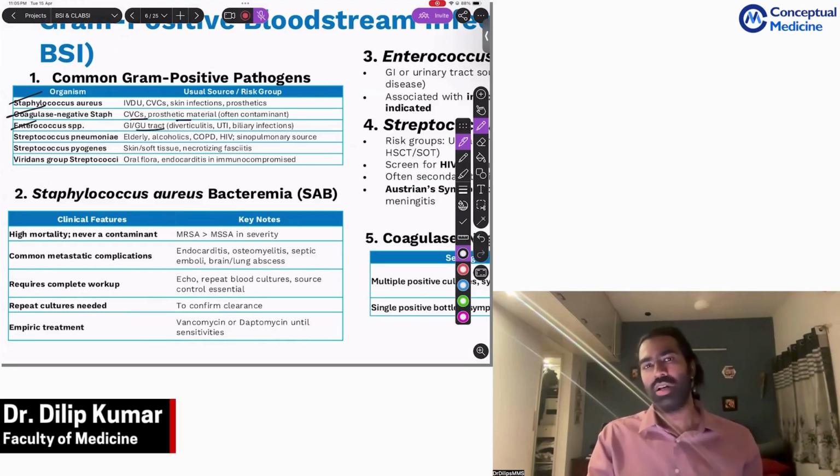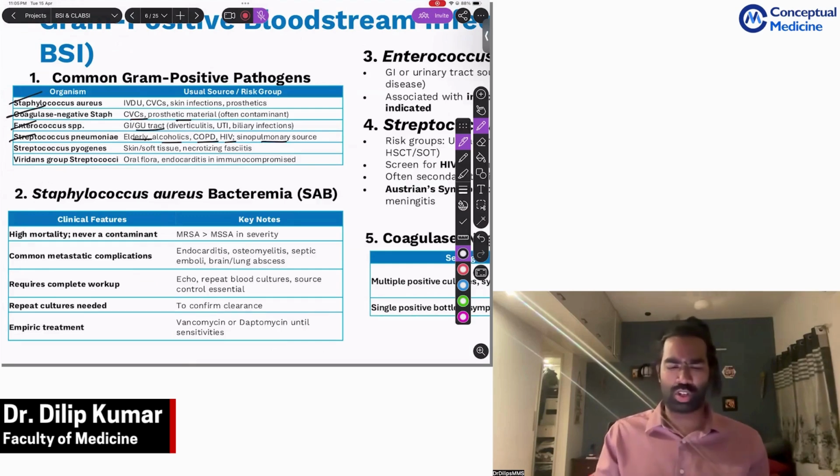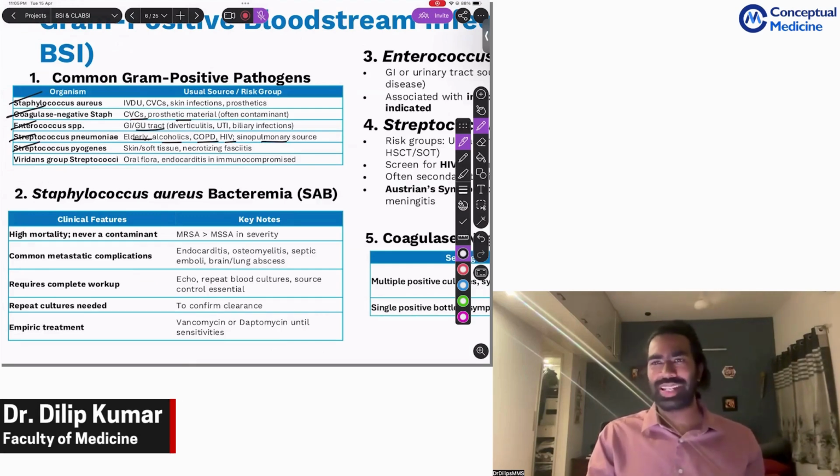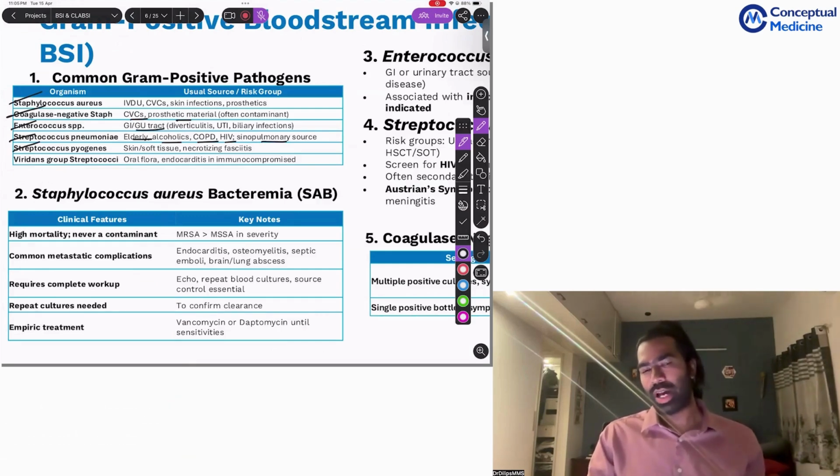Enterococcus can occur because of infections of the GI-GU tract. Pneumococcus can be seen in elderly individuals, alcoholics, HIV patients, and if the source is sinopulmonary, you can think of pneumococcus, but it's not common. Streptococcus pyogenes is group A Streptococcus, and you can think of Streptococcus pyogenes bacteremia in the setting of skin and soft tissue infections or necrotizing fasciitis.